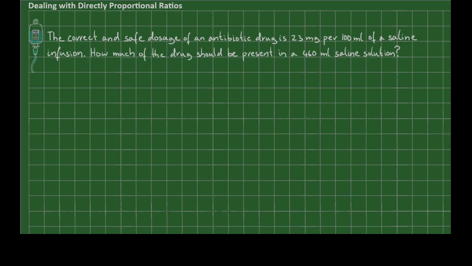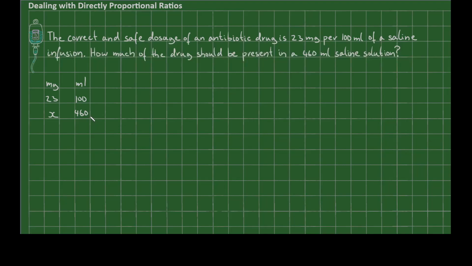A good place to start is to identify the variables involved. In this case, we have milligrams and milliliters. In fact, we have 23 milligrams for every 100 milliliters. And we are asked how many milligrams will there be if we use 460 milliliters.